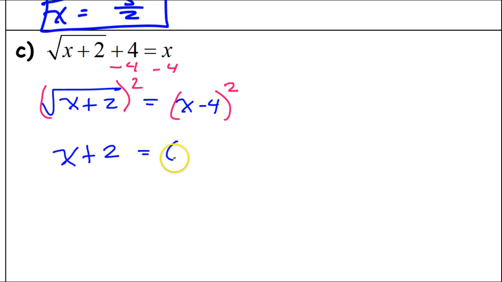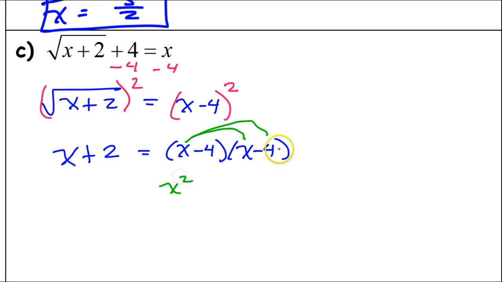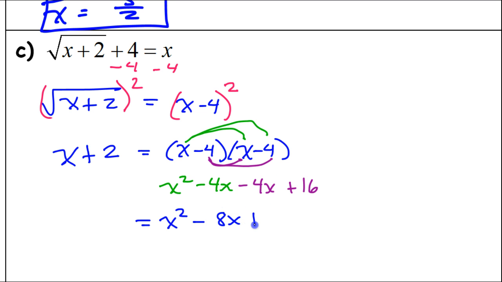x minus 4 squared means x minus 4 times x minus 4. Remember, to multiply this out, we need to double distribute. So we distribute the x. x times x is x squared, x times negative 4 is negative 4x. And then we need to distribute the negative 4. That's another negative 4x. Negative 4 times negative 4 is positive 16. So that gives us x squared minus 8x, combining like terms, plus 16.